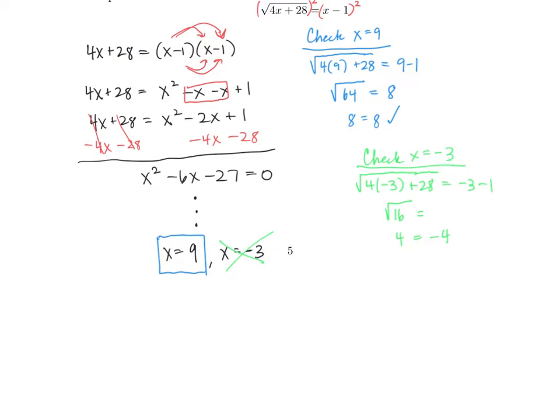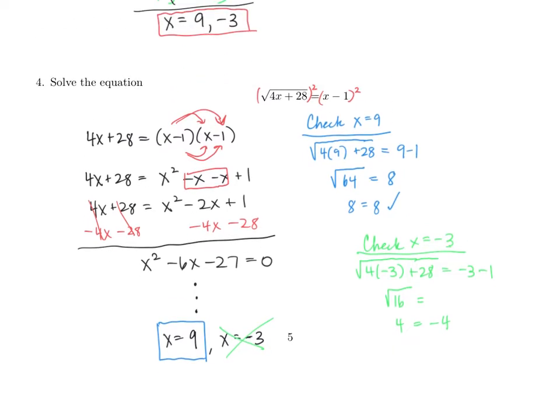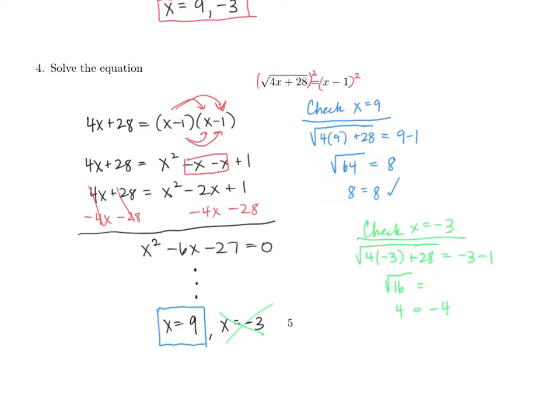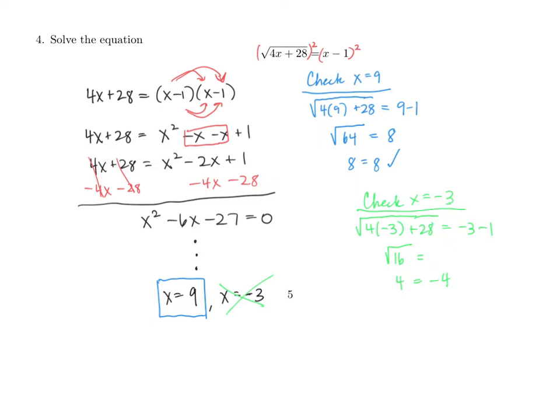So for number 3, both parts we get 9 and -3. For number 4, only the answer is 9 because the -3 does not check. So the whole point of this one is to make sure you know to check your work for radical equations.